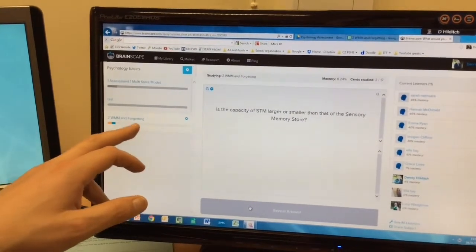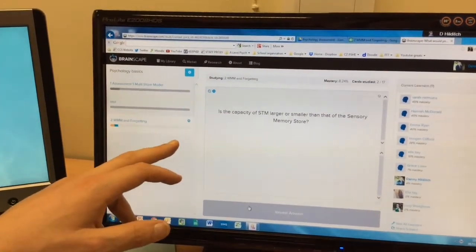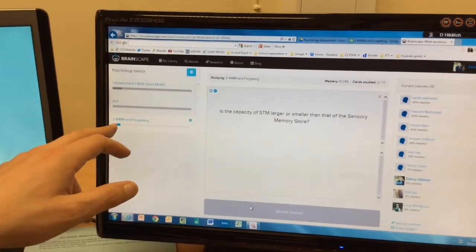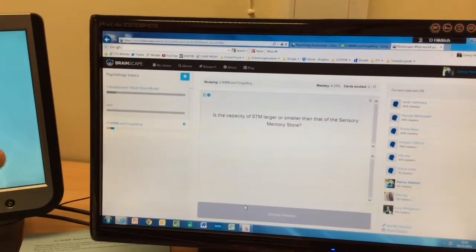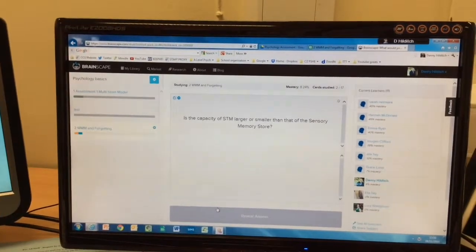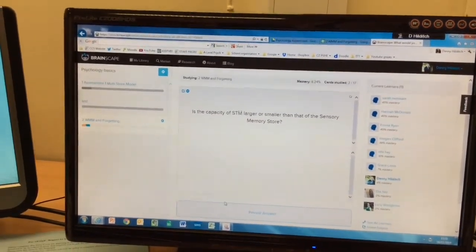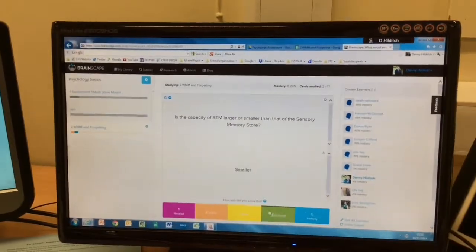Now, what will happen when I've been through all of the cards? The orange one will return far more frequently than the blue one. The blue one will return, but perhaps after I've been through the cards three or four times, because I said I knew it perfectly. Let's go through some more. So, I knew that very well.